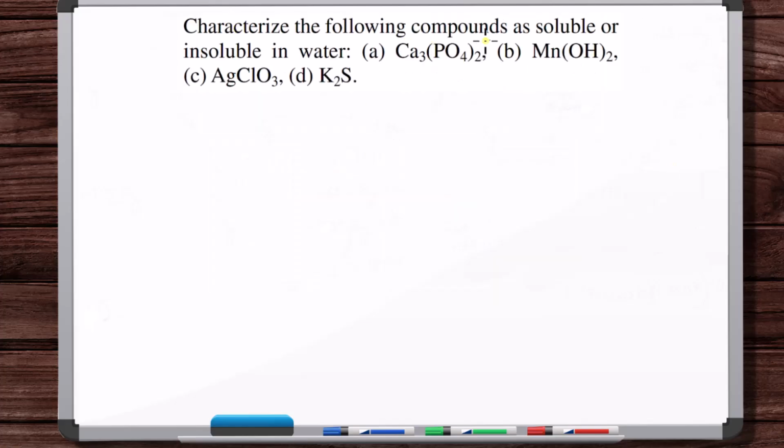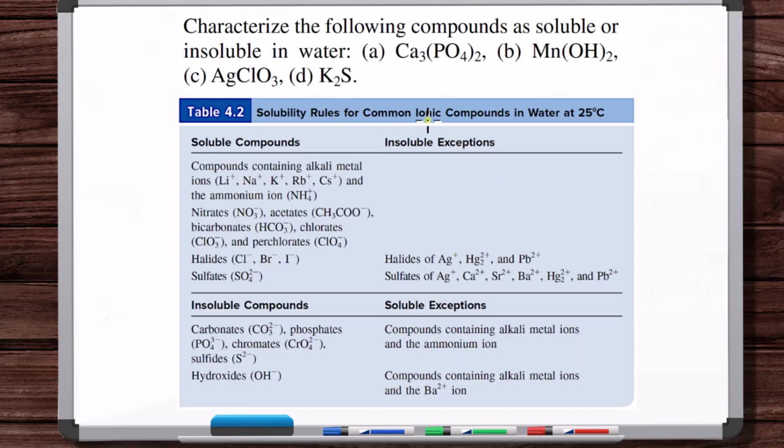Characterize the following compounds as soluble or insoluble in water. Okay, so they're giving us some ionic compounds here. We're starting off with calcium phosphate. Let's just go to the solubility rules for common ionic compounds. And they're implying here that we're talking about water, but at room temperature.